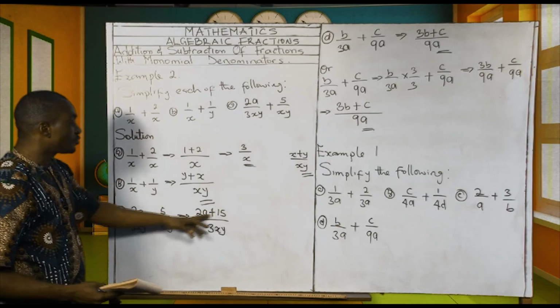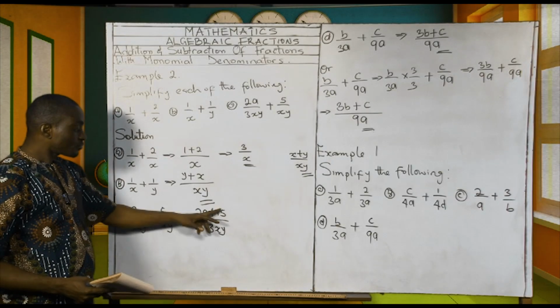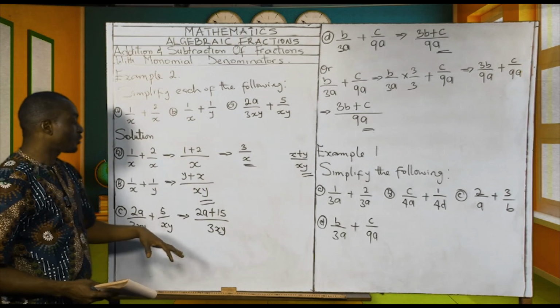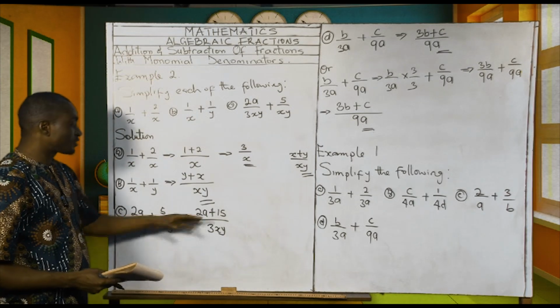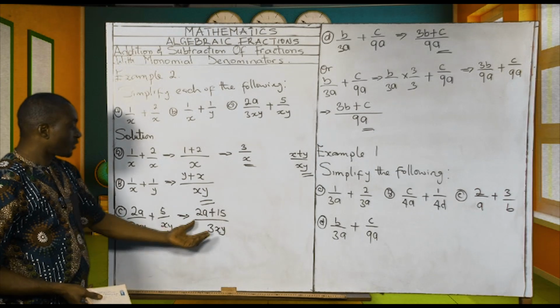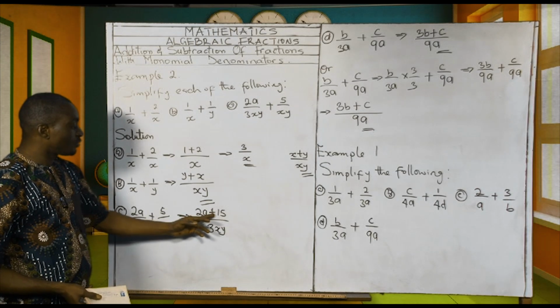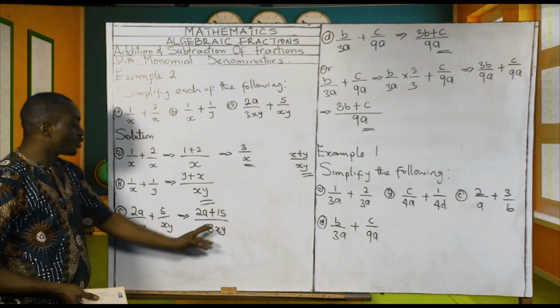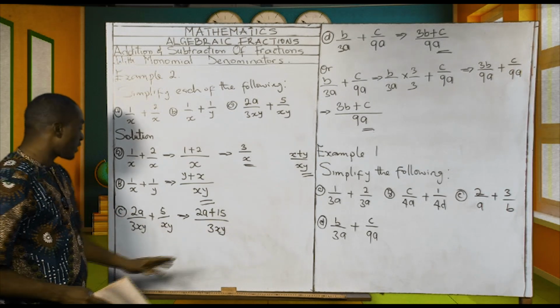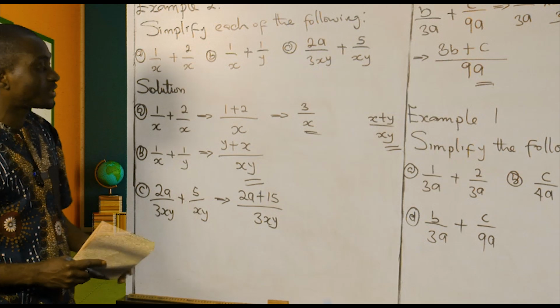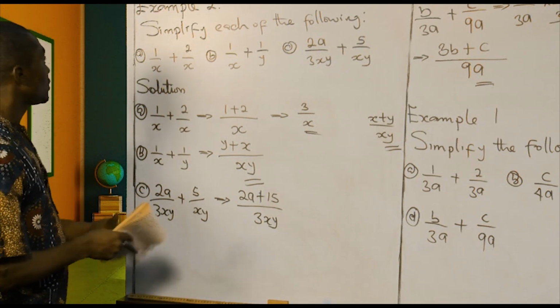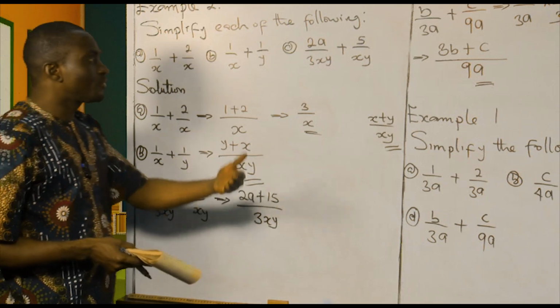So 2a plus 15. Adding these two together will still give us the same, so there's nothing we can do about it. We eventually have 2a plus 15 all over 3xy. I hope you understand to that level.